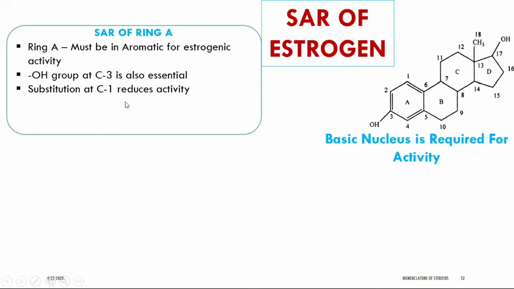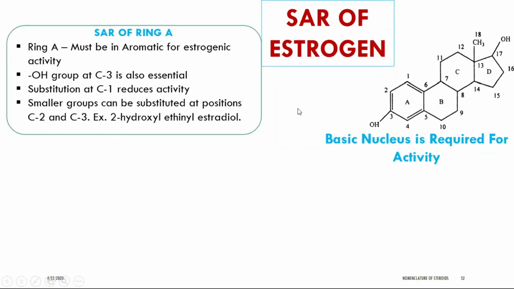Substitution at C1 reduces the activity. That means if any group is substituted at the C1 position, then there will be a total reduction in activity. Smaller groups can be substituted at the positions of C2 and C3. So that means these positions as well as these positions. Which group should be substituted at the C2 and C3 positions? It may be hydroxyl or ethinyl groups. The example is 2-hydroxyl ethinyl estradiol. So these are all the points related to ring A of the estrone or estrogens.